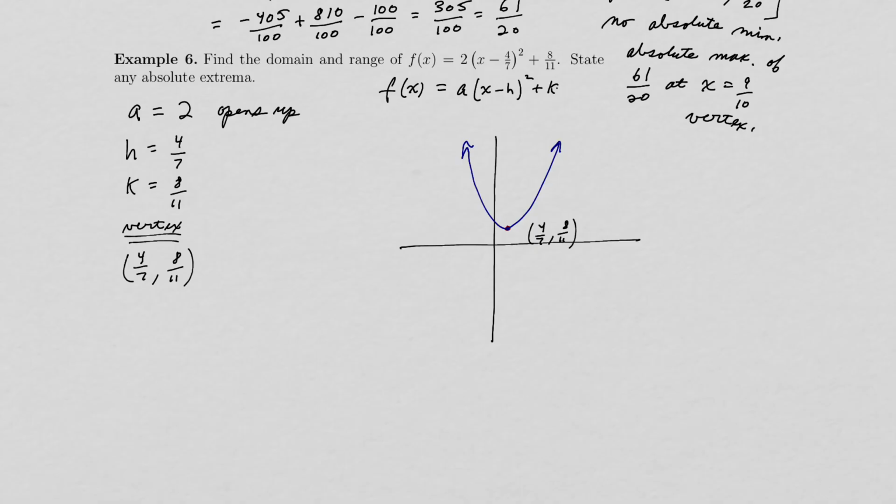So first of all, what's the domain? Well, the domain is all real numbers, right? So the domain is going to be from negative infinity to infinity. There's no restrictions on the inputs, right, on the x. And then what is the range? Well, it opens upward. So it starts at k, including k, so it's going to be 8/11, right, with a square bracket, and it goes all the way to infinity. And then are there any absolute extrema? Well, in this case, since it goes up to positive infinity, there's no absolute maximum.